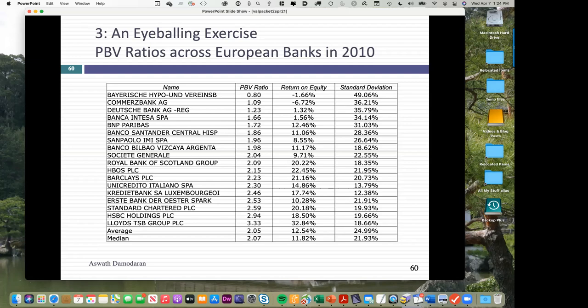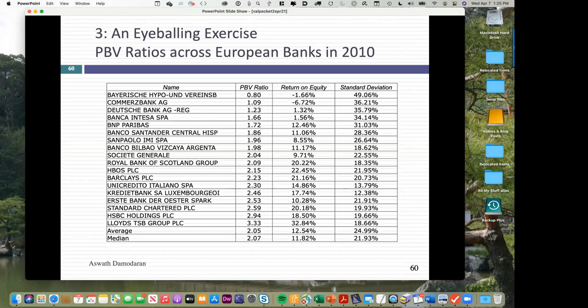In terms of return on equity, if you're trying to find a bargain, do you want a low return on equity or a high return on equity? You want a high return on equity. So I'm looking for a return on equity that exceeds the median of 11.82%. So let's say Paribas, right? Price to book is lower than the average, that's good. Return on equity is higher than the average. In fact, it's the only one of those companies that traded at low price to book that has a return on equity higher than the average. So far, so good. I found a low price to book stock with a return on equity higher than the median.